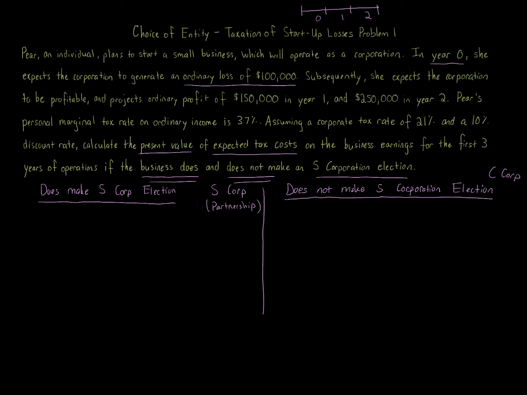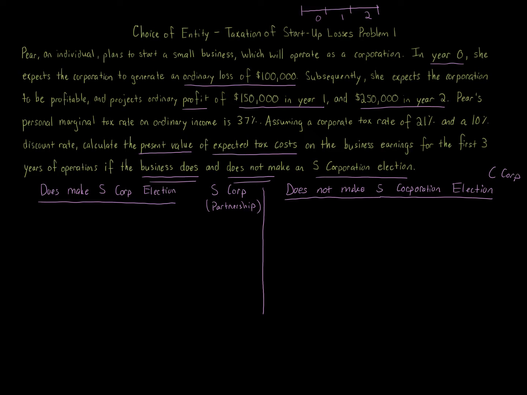So they're expecting in year 1, which is the second year, $150,000 of profit, and then $250,000 of profit in year 2. So year 0, $100,000 loss, $150,000 of profit in year 1, and $250,000 of profit in year 2. Those are going to be very important. So let's go through and first calculate the present value of tax costs if we make an S corporation election.